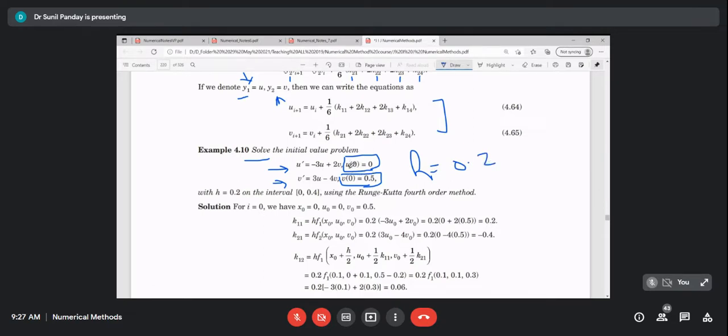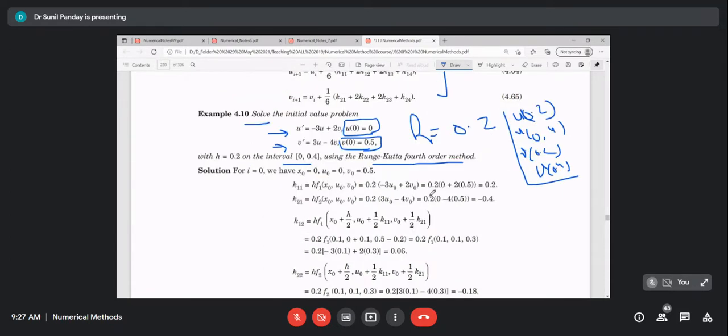So we have the values of u0 and v0, and we have to find the values of u 0.2, sorry, u 0.4 and v 0.2 and v 0.4. These values we have to find, because we have to find the solution on the interval 0 to 0.4. For 0 we know the values, and we have to use the Runge-Kutta fourth order method.